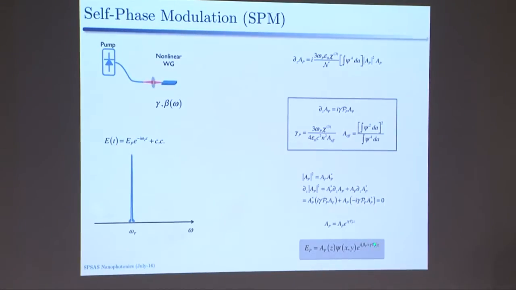But there is an additional phase. It is the fact that the wave changes the refractive index it feels. So the term propagating is not beta z anymore, it's beta plus gamma P, times z. If I increase the power, it's equivalent to increasing the refractive index. So this is called self-phase modulation. Okay? So we solved our first example.